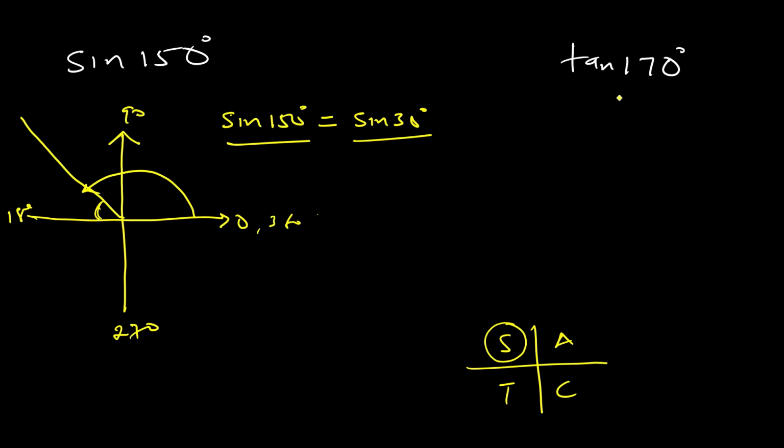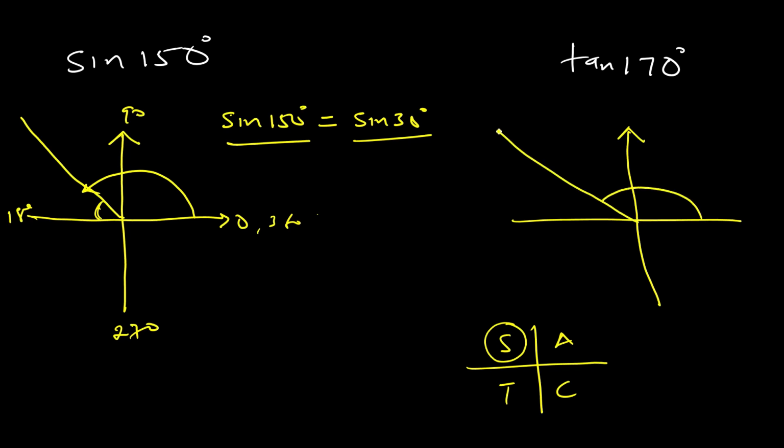All right, let's turn to tan 170. Can you try that? With the same thing, it will fall here. 170 plus 10 will make it 180. So this one will be negative tan 10. Negative tan 10 is the same as tan 170 because only sine is positive in this direction.